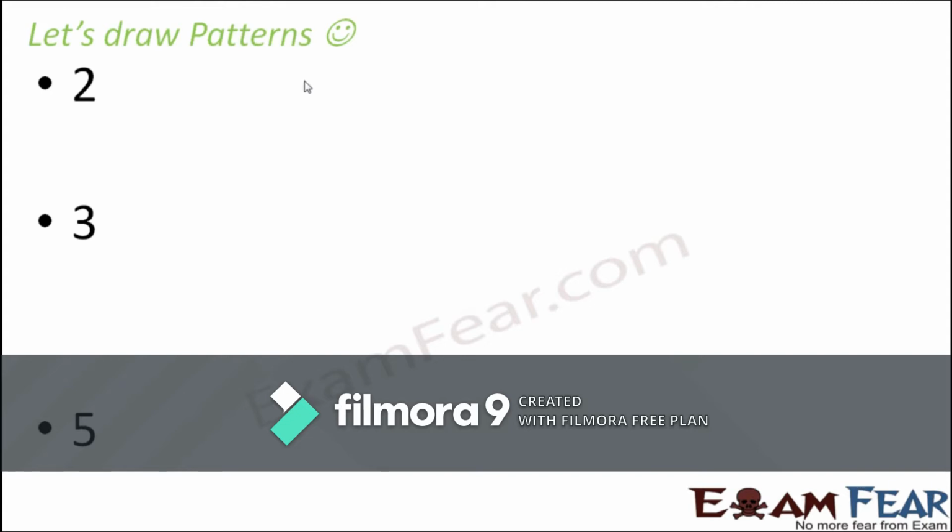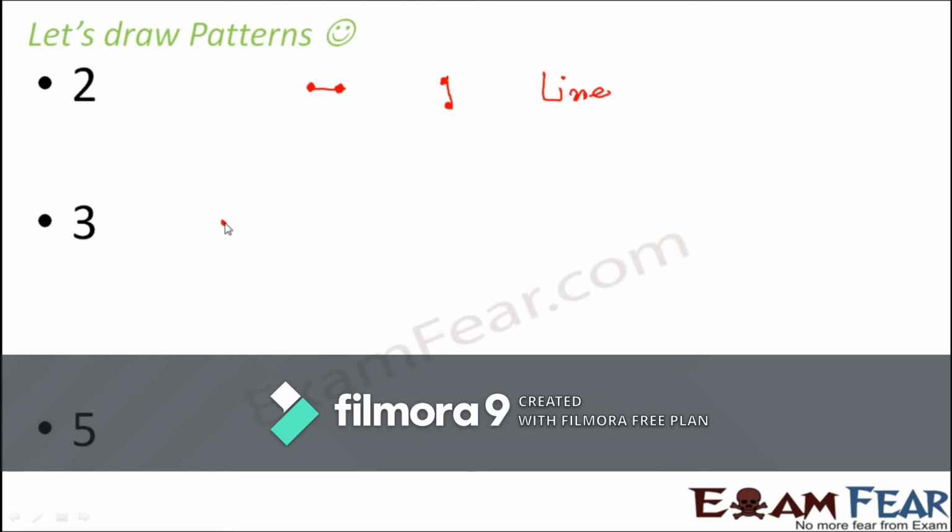So let's start with 2. Now how would you represent 2 with dots? We would need 2 dots to represent a 2. Now when you keep 2 dots like this, what does it form? It basically forms a line. So you see that the dots pattern results in the formation of a line.